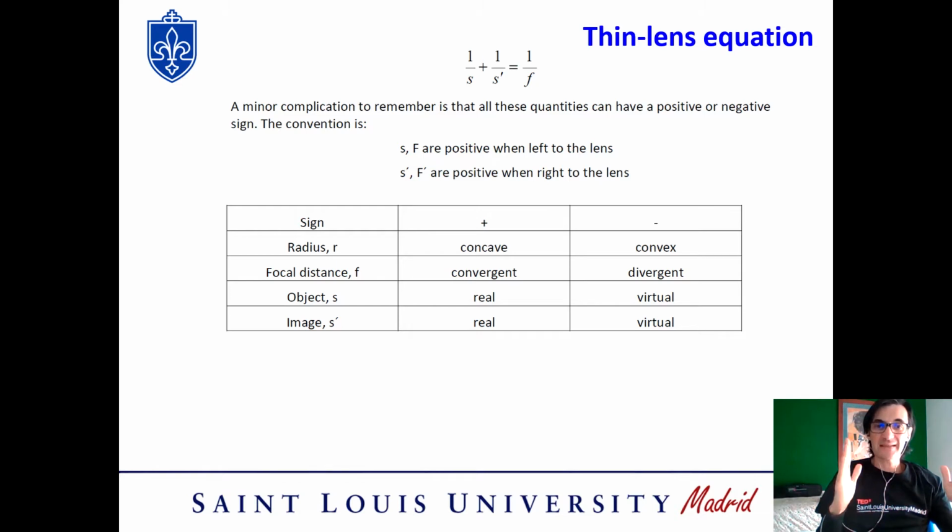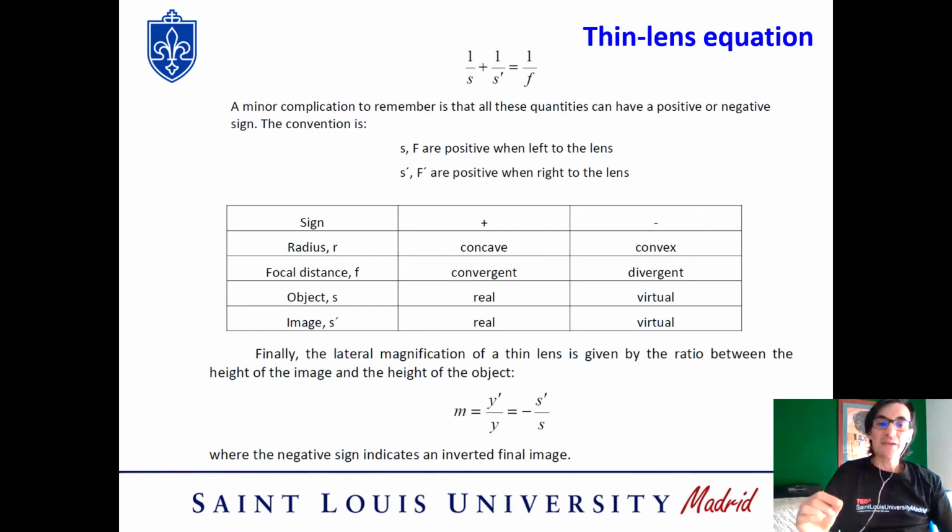That's a positive distance, S. S prime, which is the distance from the lens to the image, is positive when we are to the right. So if the image is to the right, it's positive, okay? If we follow this convention, then you can calculate the sign, positive or negative, depending on the radius, concave or convex, meaning a converging or diverging lens, and the type of image at the end, if it's a real image or a virtual image, okay?